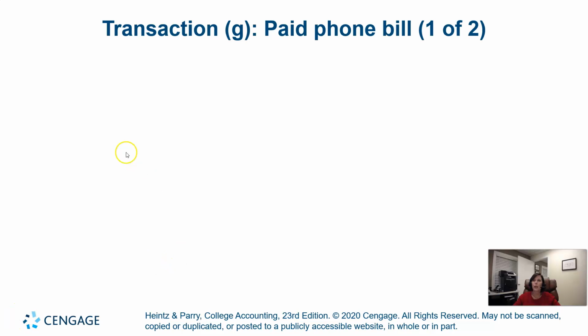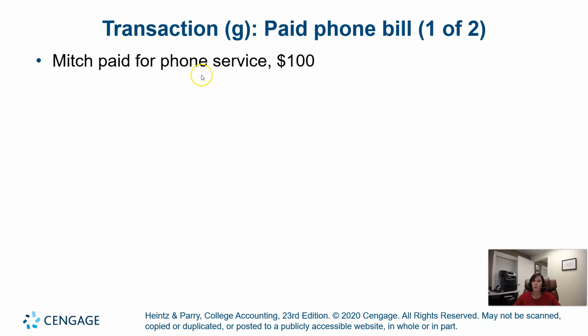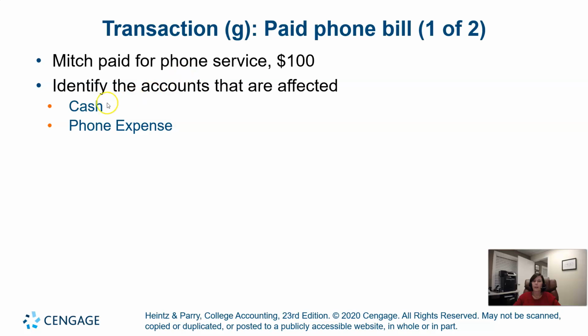We're going to pick up chapter 3 here with transaction G, and we paid a phone bill. So we had phone service for $100. Well, we paid it, so that suggests that we probably used cash to pay for it. And what is phone service? Well, it's going to be an operating expense. So we've got cash and a new account called phone expense that are impacted by this transaction.